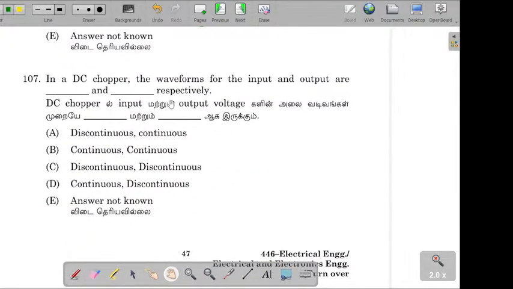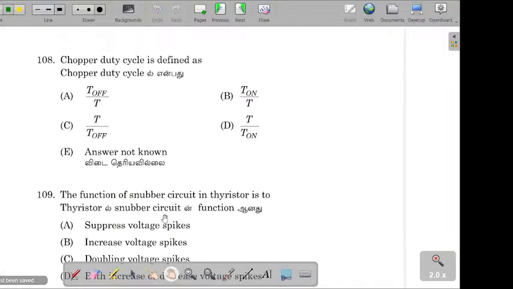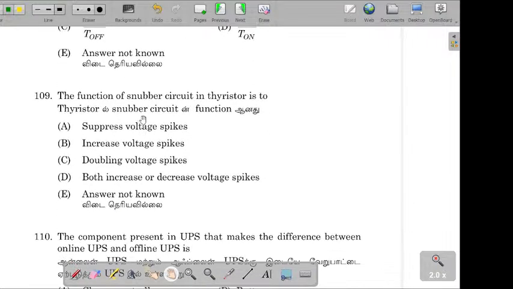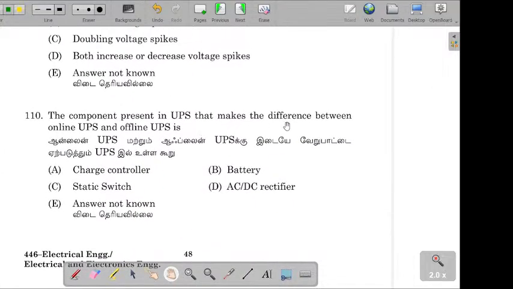In a DC chopper, the waveform for the input and output are dash and dash respectively. Input will be continuous and output will be discontinuous. Chopper duty cycle is defined as T on by T. The function of snubber circuit in thyristor is to suppress voltage spikes. The component present in UPS that makes the difference between online UPS and offline UPS is static switch.